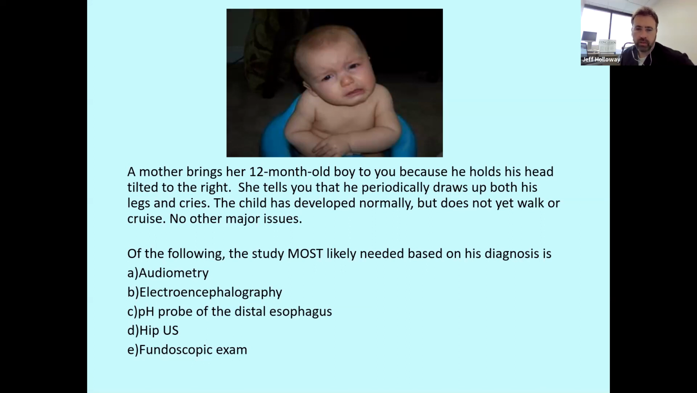This is one of those questions where you've got to figure out what he has first, and then, based on knowing what that is, there are some database questions of what you would likely need that's not directly related to the diagnosis as much as the correlation. So what does this patient have?